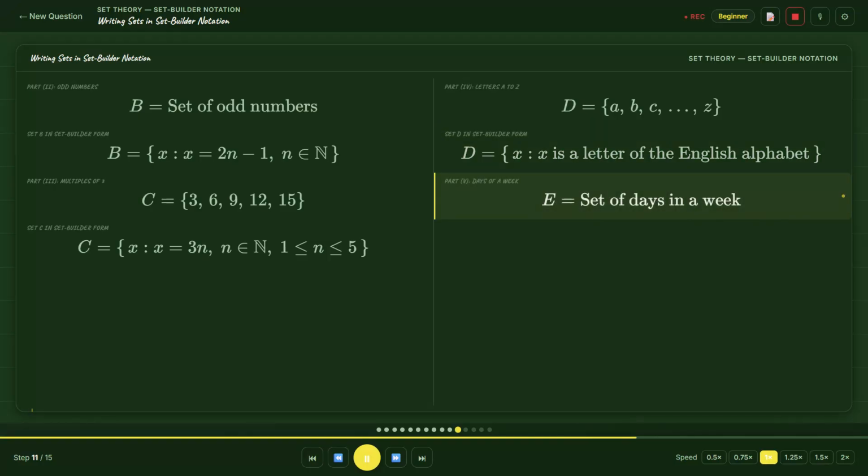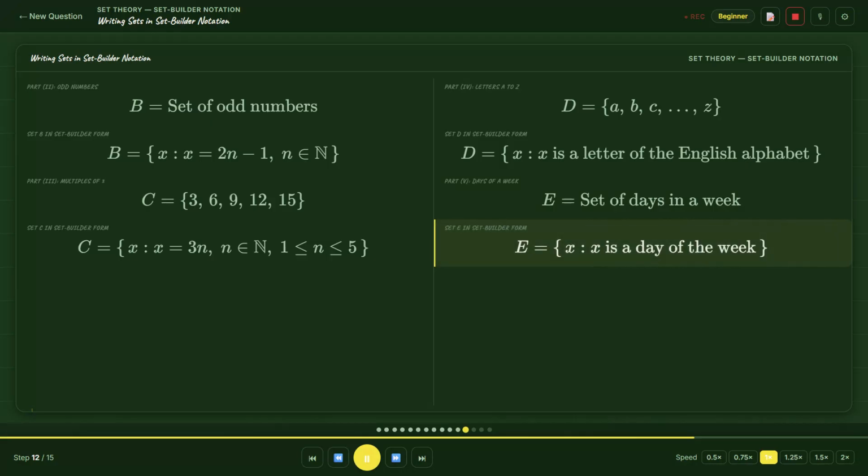Set E is the set of days in a week. That's Sunday, Monday, Tuesday, and so on. There are 7 days. Let's write the rule. We write X such that X is a day of the week. That's it. This short rule tells us exactly which 7 things belong in set E.